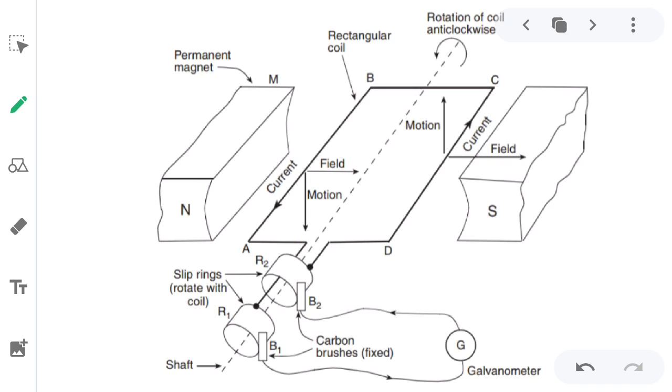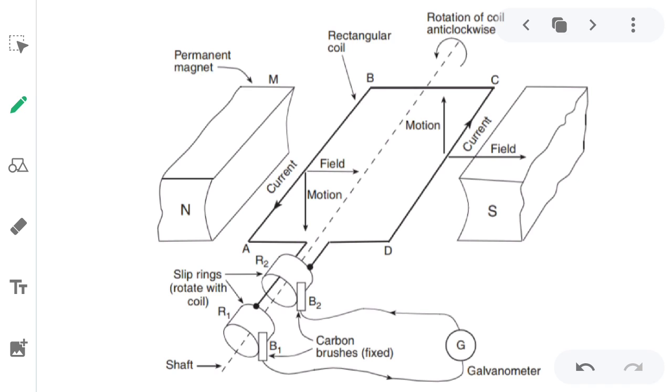Then AB will move in the downward direction and CD will move in the upward direction. While moving they will cut the magnetic fields produced near them. AB will cut the magnetic field produced near the north pole and CD will cut the magnetic field produced near the south pole. After half rotation, their direction will change.